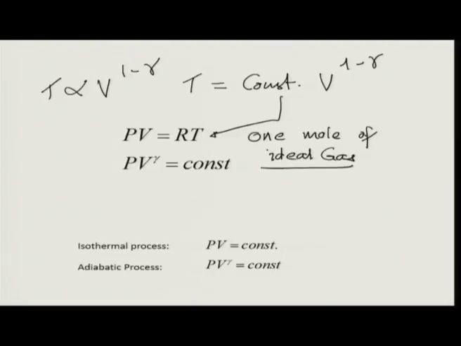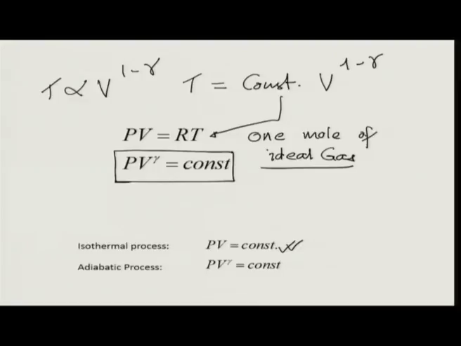For 1 mole of ideal gas, I use PV is equal to RT. This relation is PV gamma is equal to constant. The question I started with: for an isothermal process, it is a quasi-static process. At every instant of time it is in equilibrium and you have PV is equal to constant. This is your isothermal process.